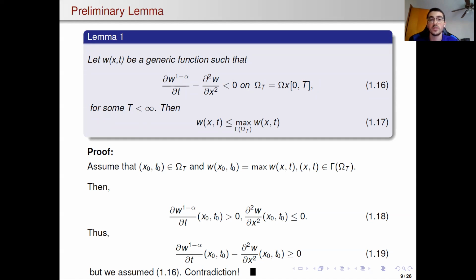So we do this by proving lemma 1, which states that if we let w(x,t) be a generic function such that the inequality 1.16 is true for some t less than infinity, then w(x,t) is less than or equal to the maximum w(x,t) on the parabolic boundary. So to prove this, we assume that (x naught, t naught) is in our domain and w(x, t naught) is equal to the maximum of w(x,t), where x and t are in our parabolic boundary. Then this implies that our first derivative of w to the 1 minus alpha with respect to t at (x naught, t naught) is greater than 0, and then our second derivative of w with respect to x at (x naught, t naught) is less than or equal to 0. Thus, as in 1.19, our inequality is greater than or equal to 0, but we assumed that it would be less than 0. So we have a contradiction, thus proving our lemma.